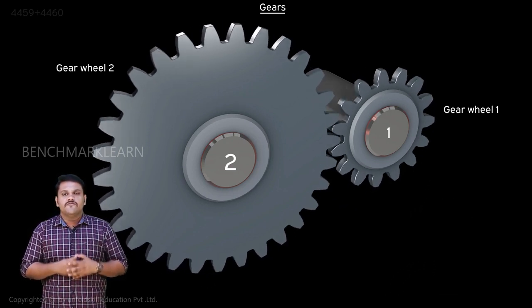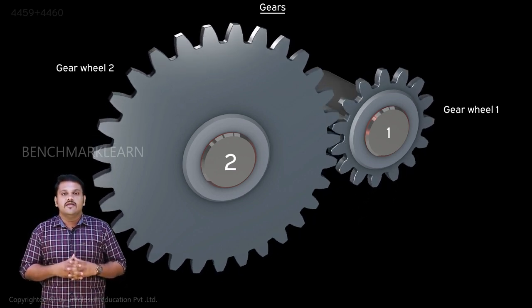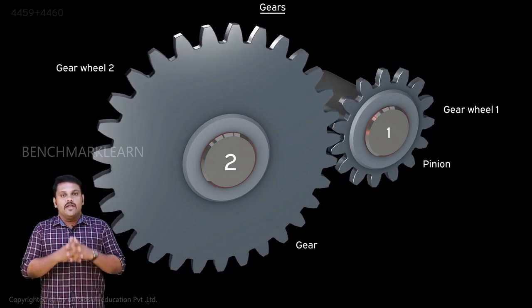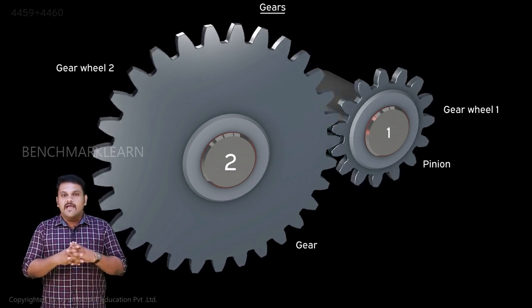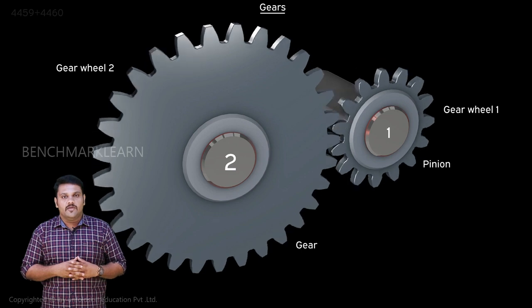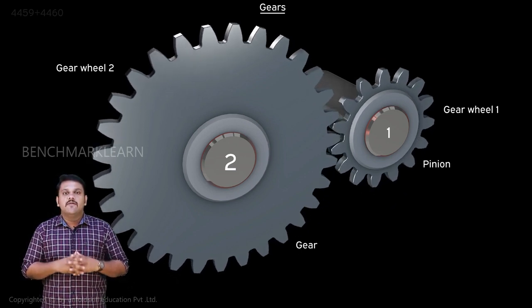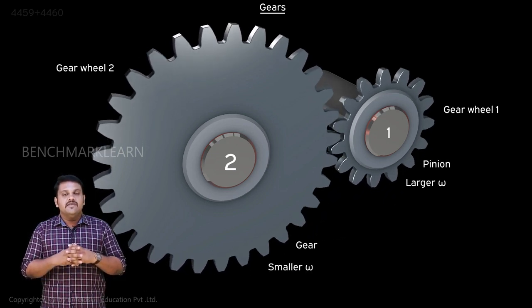When two gears of different sizes are in contact, the smaller gear is called the pinion and the larger one is called the gear. When the two gears are in contact and they transmit motion, the angular velocity is inversely proportional to the size of the gear wheel. Since the pinion is the smaller wheel, it will have a larger angular velocity compared to that of the gear, which is the bigger wheel.